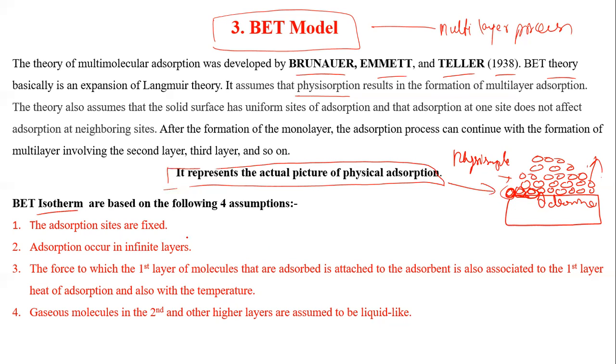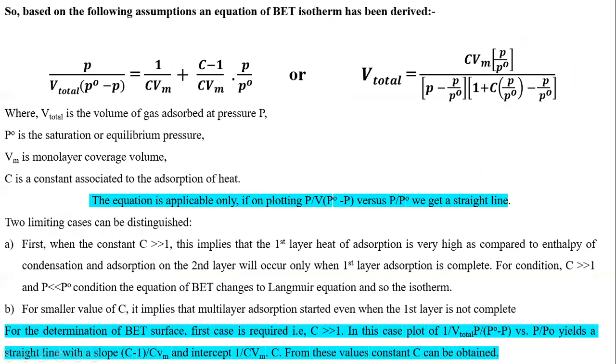The assumptions are: first, the adsorption sites are fixed. Second, the adsorption occurs in infinite layers, meaning multi-layers. Third, the force by which the first layer is attached to the adsorbent is associated with the first layer heat of adsorption, that is, how much heat is released when these gas molecules are adsorbed on this solid. And the fourth point is that the gas molecules in the second layer and the other higher layers are assumed to be liquid-like.